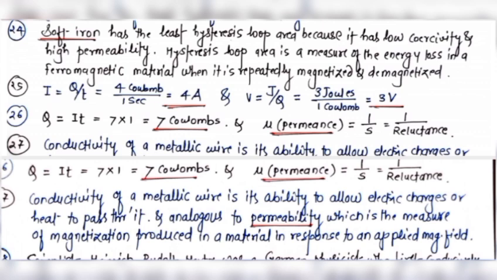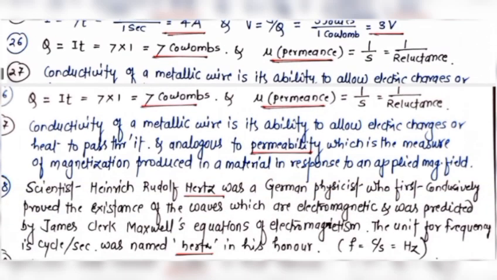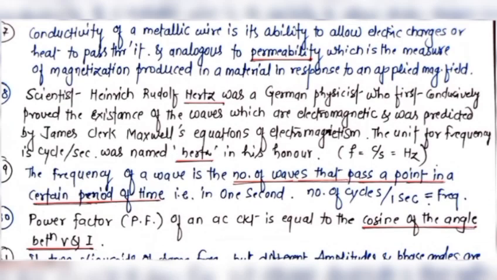I is equal to Q upon T, that is coulombs per second, and V is equal to J upon Q, that is joules per coulomb. Q is equal to IT, and permeance is the reciprocal of reluctance. Conductivity of a metallic wire is its ability to allow electric charges or heat to pass through it, and is analogous to permeability, which is the measure of magnetization produced in a material in response to an applied magnetic field.